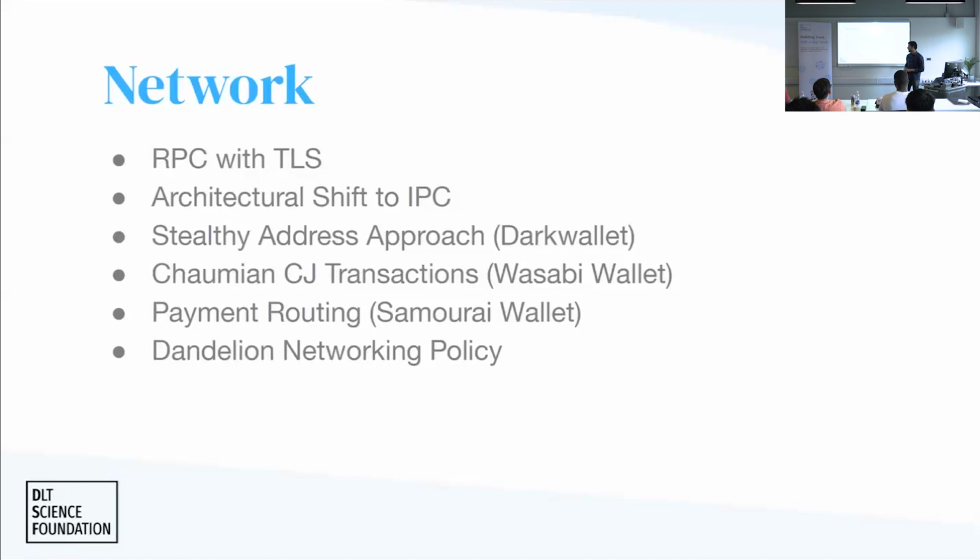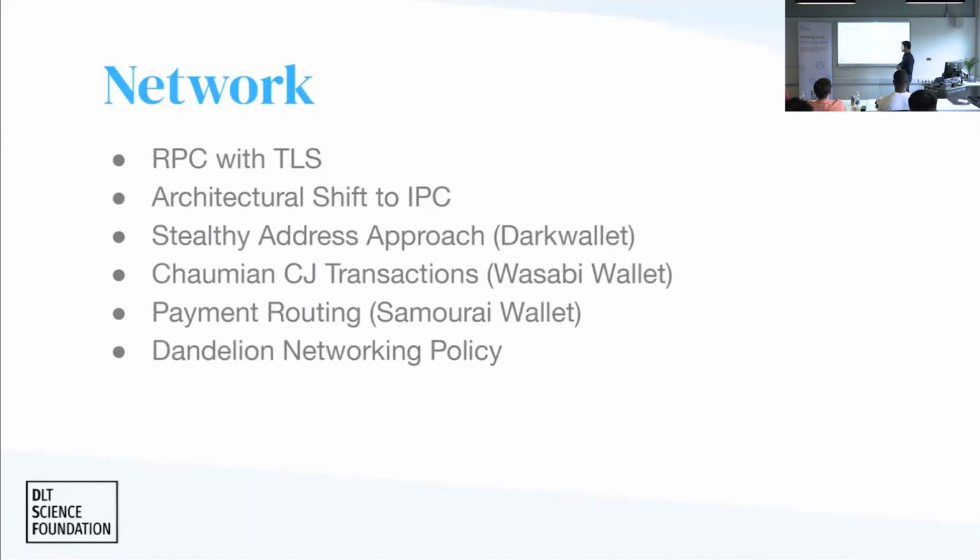And then we got the architectural shift to IPC. IPC works this way. IPC is inter-process communication, where the communication between a process and another process within a software or within a device is called IPC. So the research wanted to suggest that they shift from RPC to IPC, which is more secure.